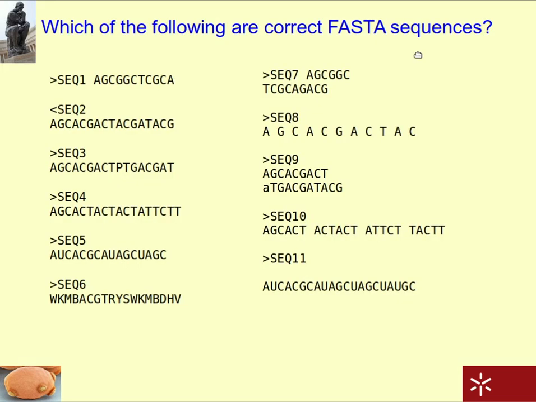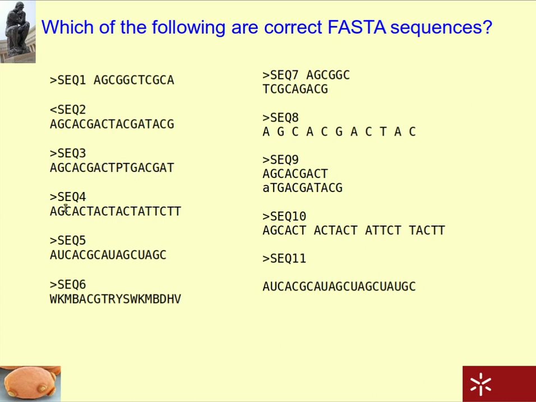Based on what you learned in the previous slide, which ones of these 11 sequences are correctly formatted FASTA sequences? If we start with one, clearly this is not valid because we have to assume that this is the sequence information, and we need to have the identifier and the sequence on separate lines. This one here has a wrong symbol in the beginning, so it's not valid. This sequence here is valid. We have a P here, which we don't expect in a DNA sequence, but we'll get back to that.